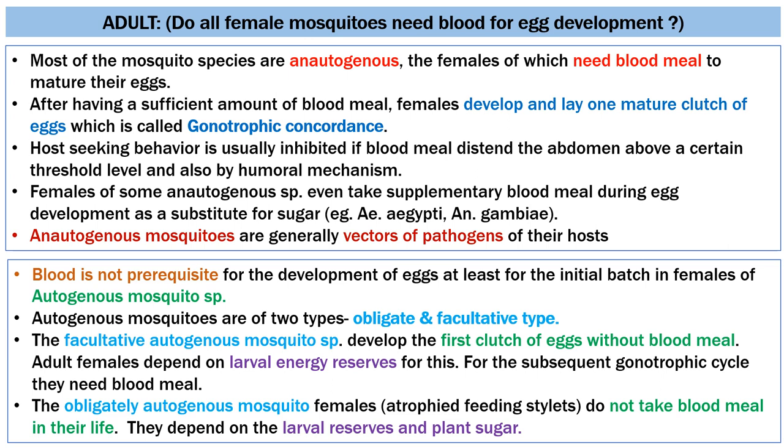The obligately autogenous mosquito females do not take blood meal in their lifetime. They depend on the larval reserves and plant sugar. The feeding stylets are also not designed to take blood meal of vertebrate host, as their mandibles and maxillae are atrophied.